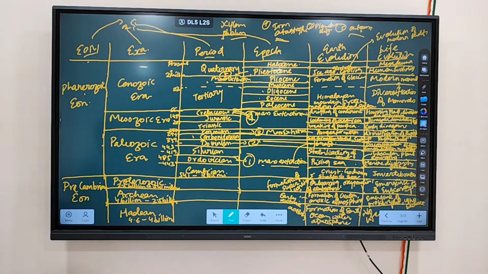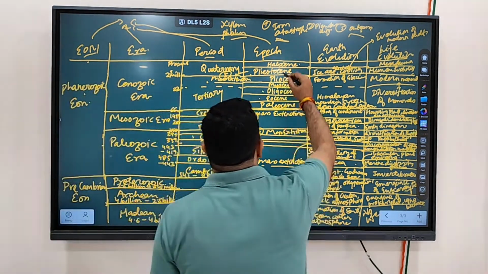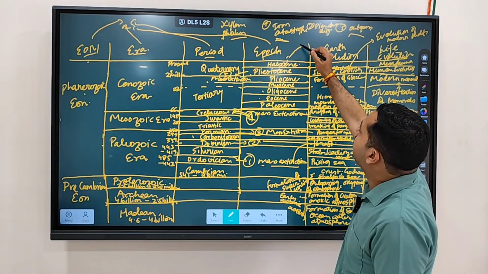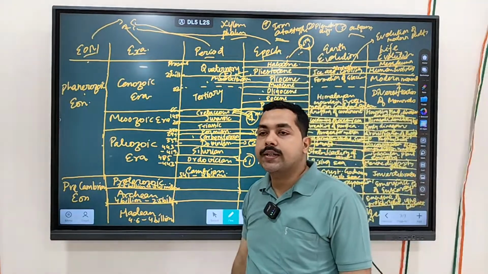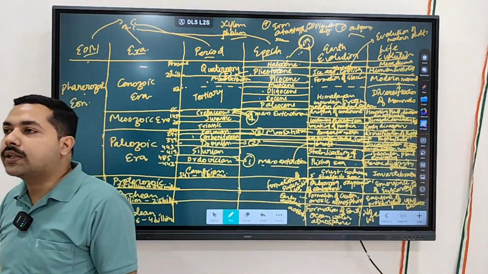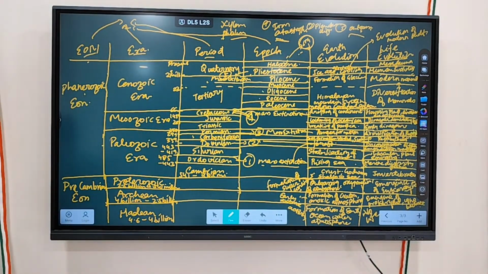Clear? So that's why we categorize the current phase as which phase? The sixth mass extinction phase. The Holocene phase we are categorizing as the sixth mass extinction phase. Clear? So currently we are having the sixth mass extinction happening.